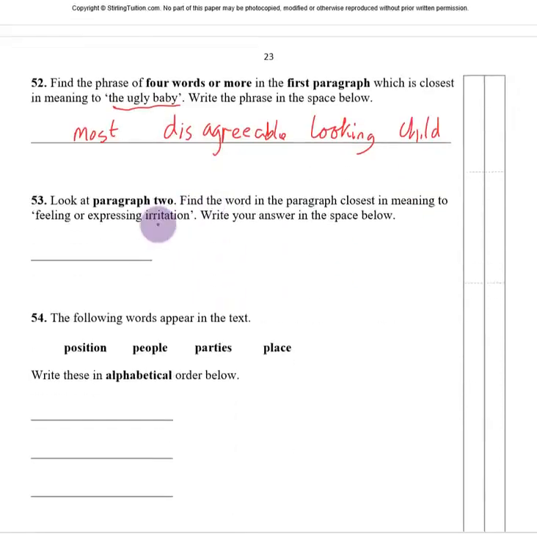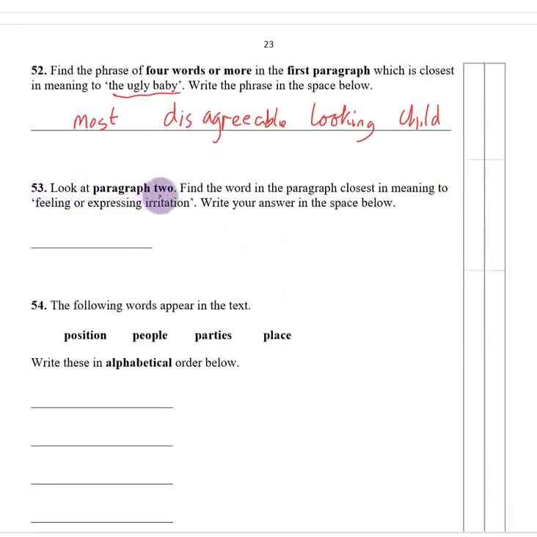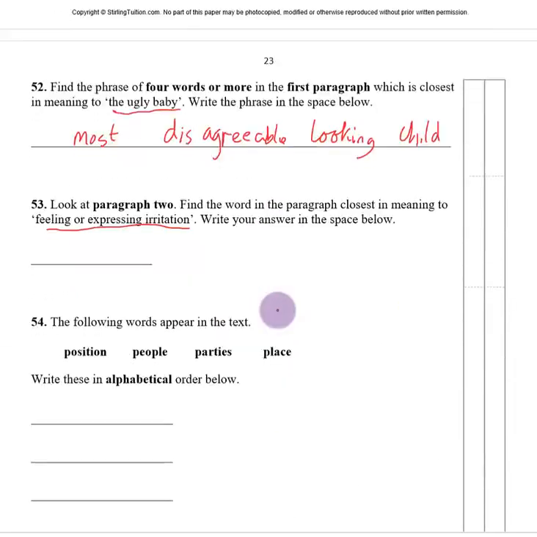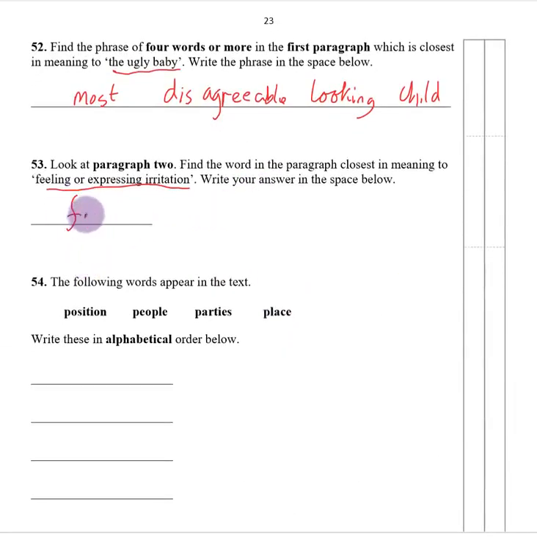Now, number 53. Look at paragraph 2. Find the word in the paragraph closest in meaning to the feeling or expressing irritation. So paragraph 2, feeling or expressing irritation, and it's actually twice it comes up. It's fretful. So fretful just means, like it says, you're irritated.